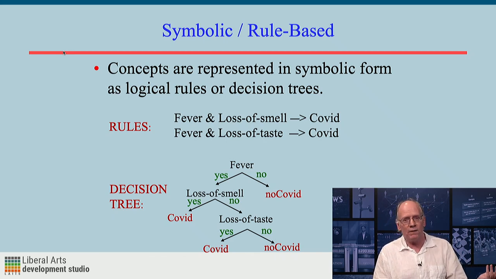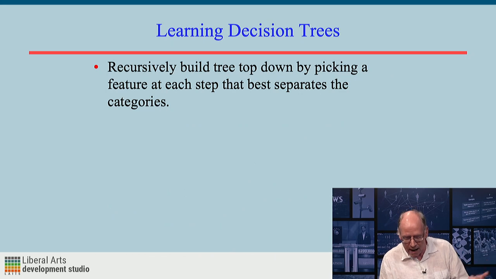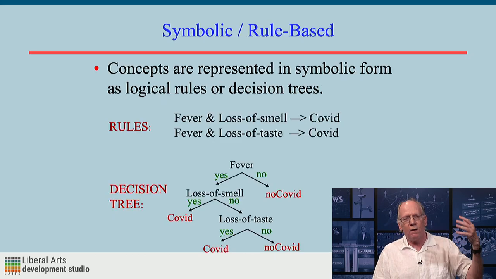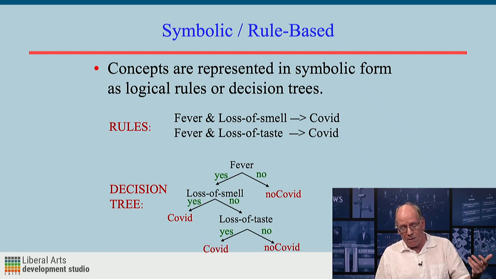And you can also represent this as what's called a decision tree, where you look at one feature like fever. You decide, okay, if you don't have a fever, then you don't have COVID. If you do, then if you've lost your smell, then yes, you do. If not, then maybe if you've lost your taste, then you have it.